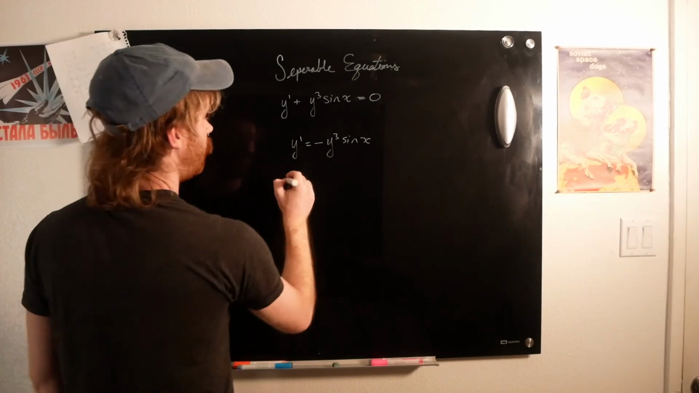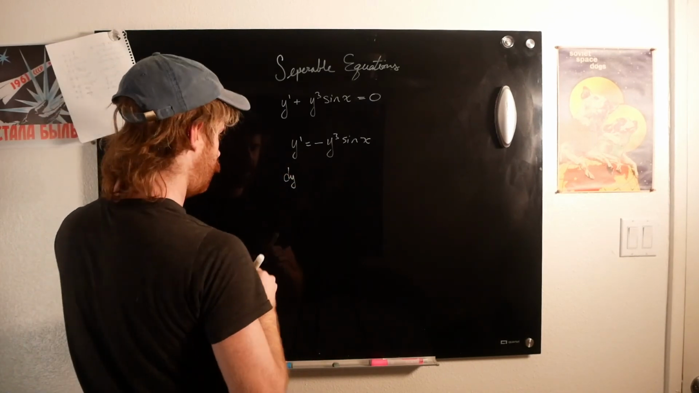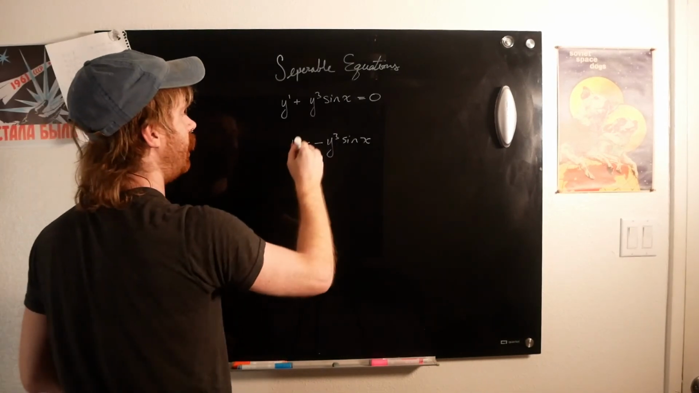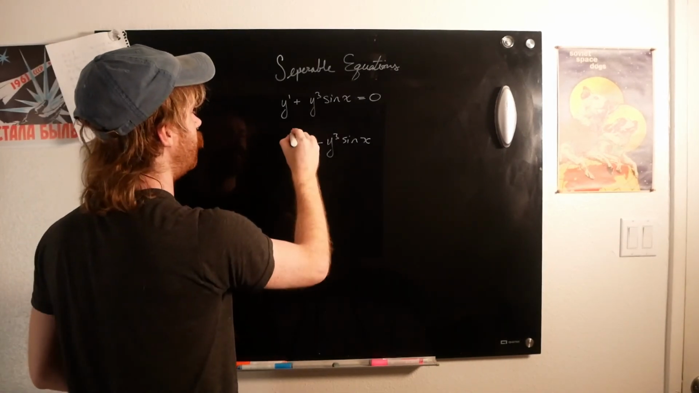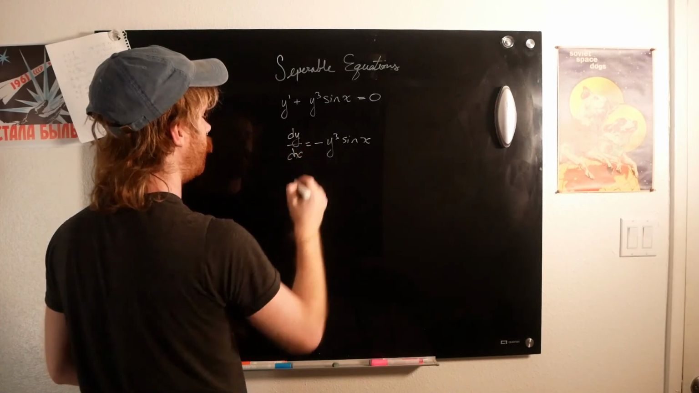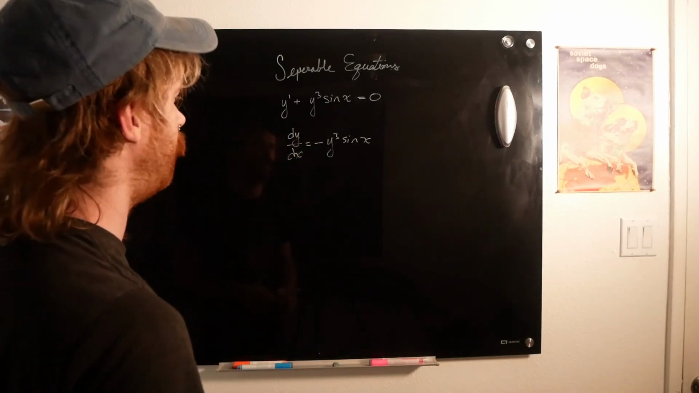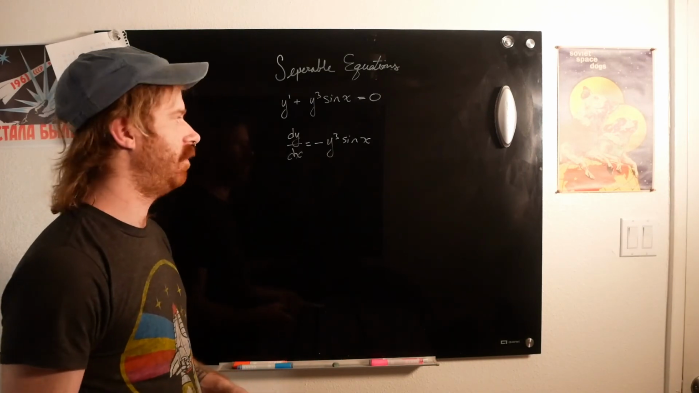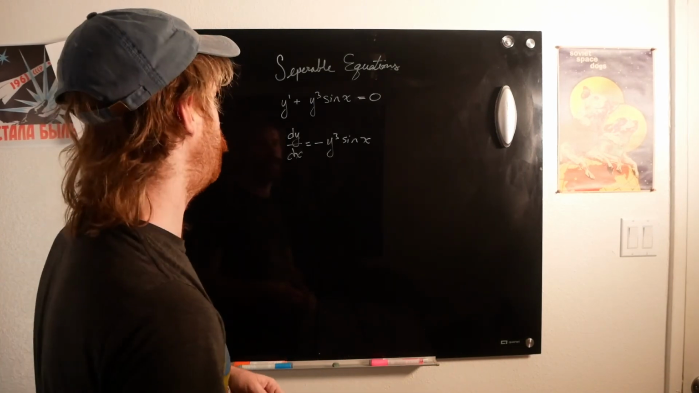So let's change this to dy. Actually, instead of writing a whole new line, I'm just going to erase this y prime and change it to dy over dx. dy over dx is going to be used a lot in separable equations. Y prime will be more prevalent the further you get into the course.